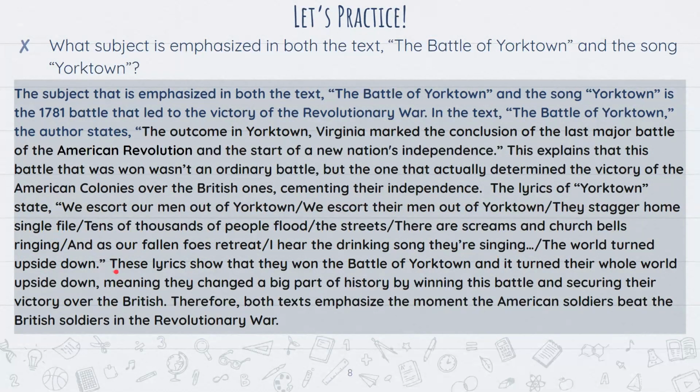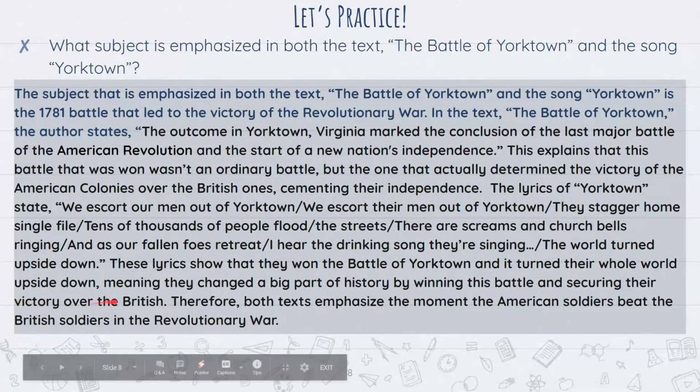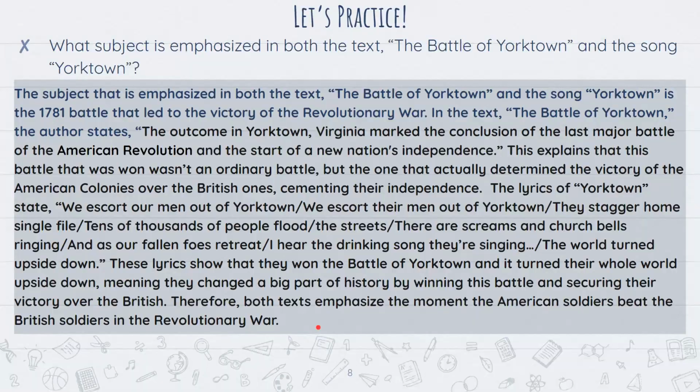Then my second S, these lyrics show that they won the Battle of Yorktown and it turned their whole world upside down, meaning they changed a big part of history by winning this battle and securing their victory over the British. And then finally, my T, my tie it up. Therefore, both texts emphasize the moment the American soldiers beat the British soldiers in the Revolutionary War. And that is how I answer that question.